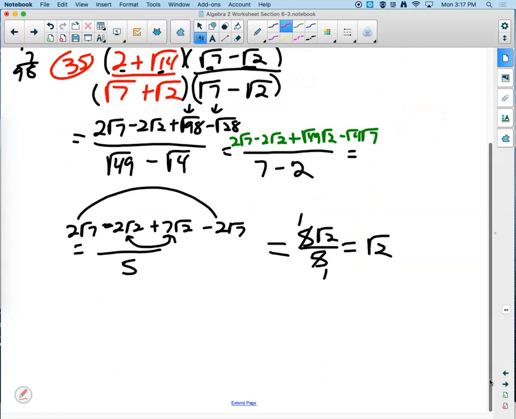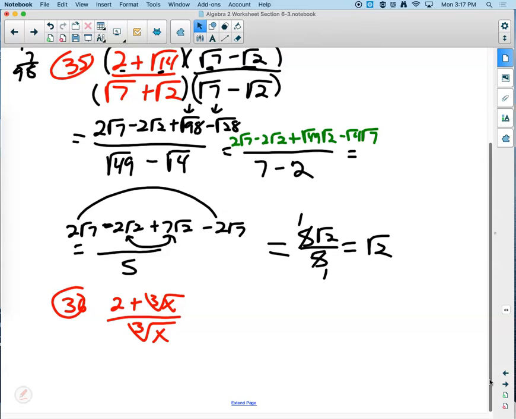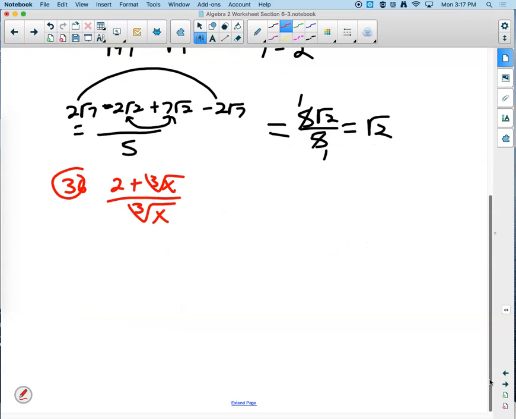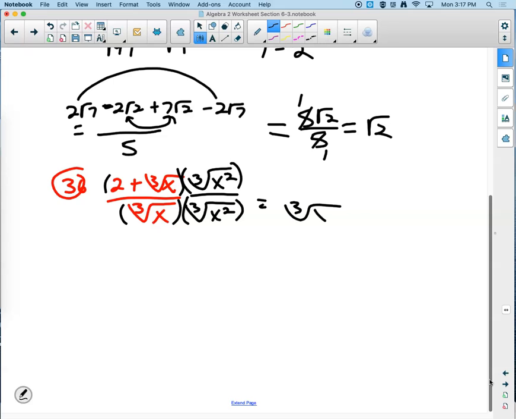36. I'll go ahead and write below this one. That is 2 plus the cubed root of x over the cubed root of x. And for this one, all we have to do is figure out how to rationalize the cubed root of x to the first. Well, that means we don't have to do the conjugate. We just need 2 more x's. Because then our denominator will be the cubed root of x to the third, which is just x. So that's going to work out very nicely.